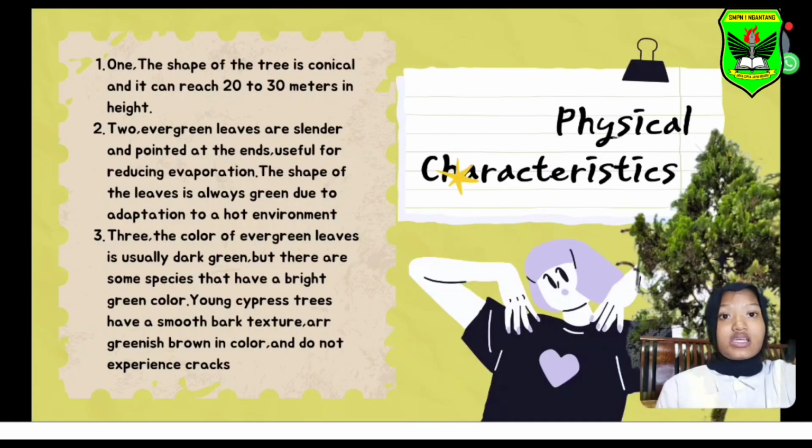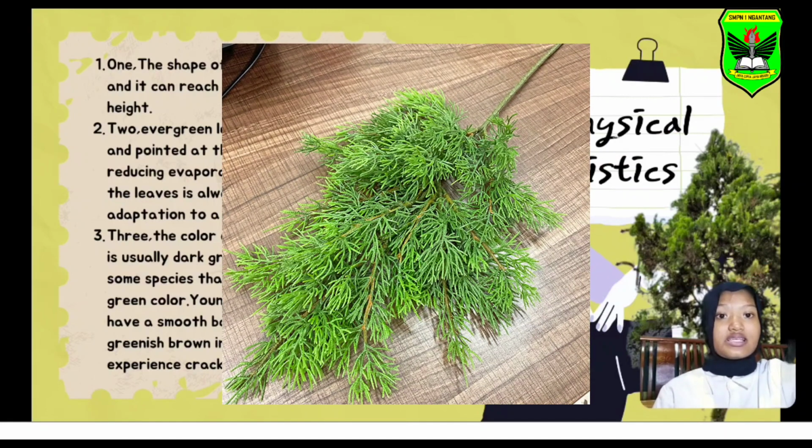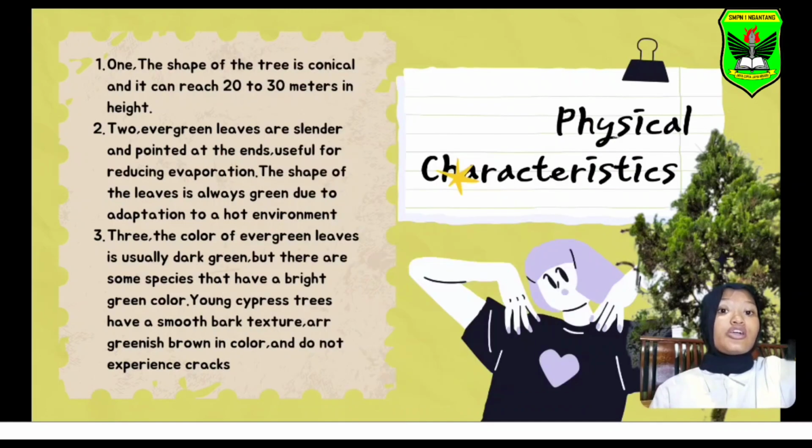Physical characteristics. 1. The shape of the tree is conical and it can reach 20 to 30 meters in height. 2. Evergreen leaves are slender and pointed at the ends, useful for reducing evaporation. The tree is always green due to adaptation to a hot environment. 3. The color of evergreen leaves is usually dark green, but there are some species that have a bright green color. Young trees have a smooth bark texture, are greenish brown in color, and do not experience cracks.